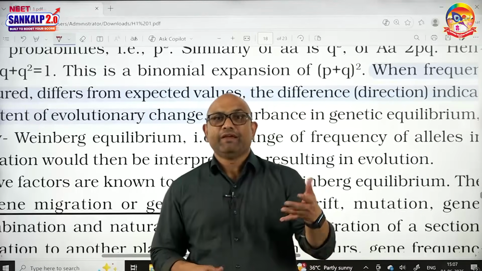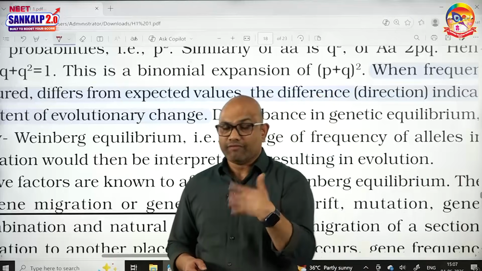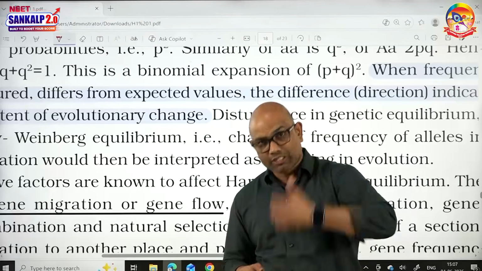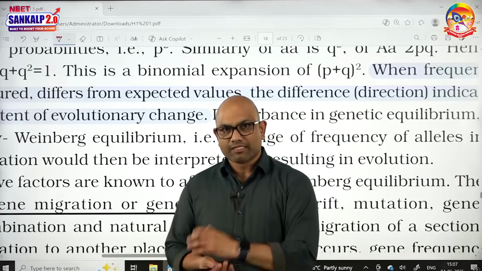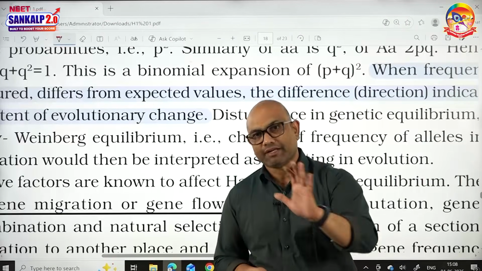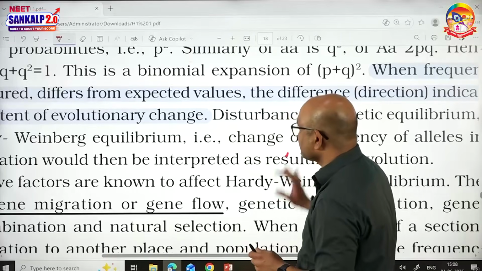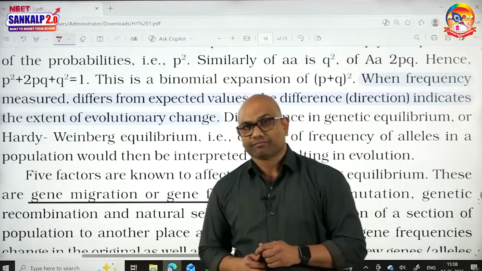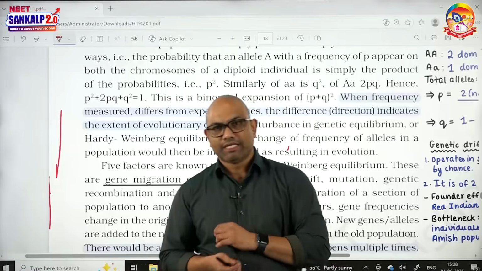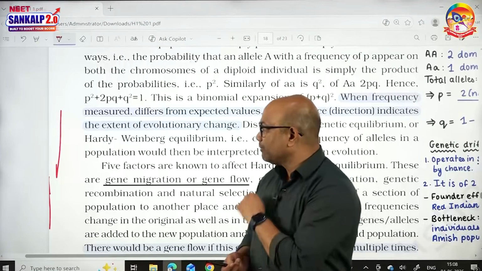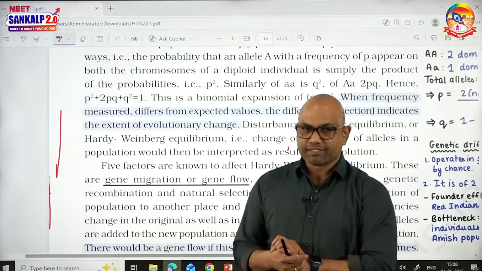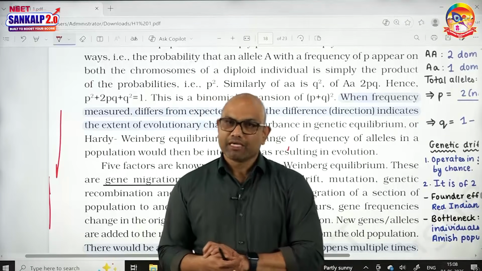So like that, any variation in the allelic frequency that occurs by chance is said to be genetic drift. Founder effect is an example, a type of genetic drift. Bottleneck effect is also a type of genetic drift. Next one, along with gene flow and genetic drift, is natural selection. Mutations and genetic recombination also affect the Hardy-Weinberg equilibrium.